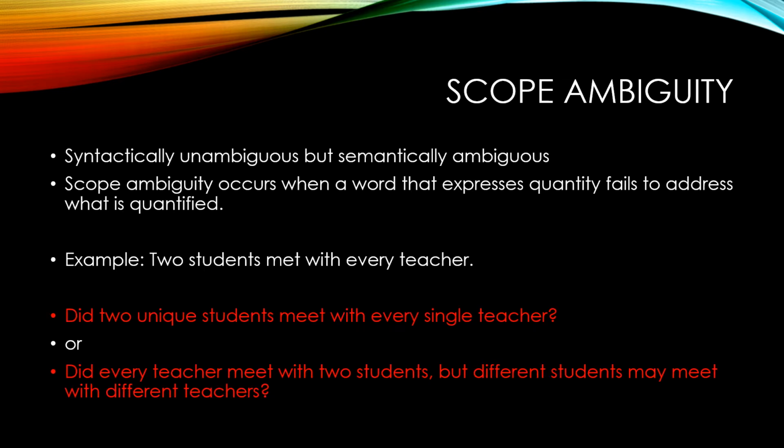Scope ambiguity is syntactically unambiguous, but semantically ambiguous. Scope ambiguity occurs when a word that expresses quantity fails to address what is quantified. An example is "2 students met with every teacher." You can interpret that as, did 2 unique students meet with every single teacher? Or did every teacher meet with 2 students, but different students may have met with those different teachers?